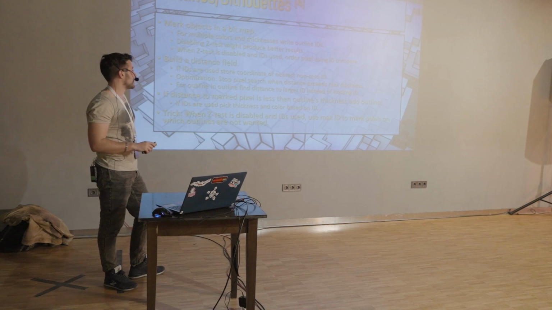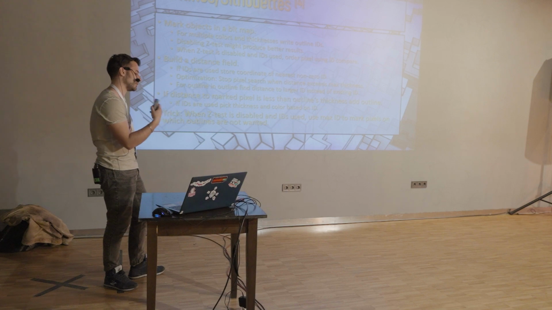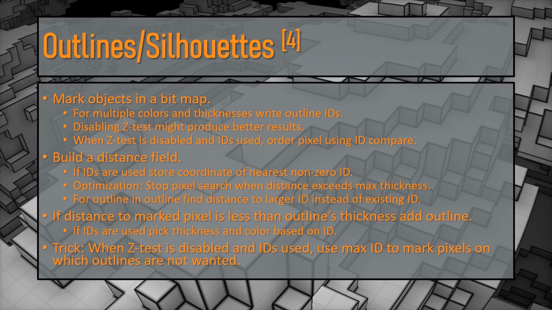Outlining with Z testing is actually not so beautiful. You want the user to see the outline through walls, so disable it. And when you disable the Z test, you get artifacts, of course. So consider your IDs as priorities for your outlining. You see what I'm talking about, or if I forget to tell you, ask me.